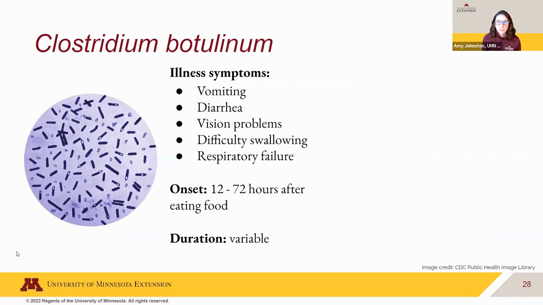Okay, the Clostridium botulinum bacteria produces spores under the right conditions. And it's these spores that produce a toxin that's poisonous to humans and causes the illness botulism. The symptoms of botulism are very serious if untreated. A person may experience vision problems, such as blurred vision or difficulty seeing, have trouble swallowing, and respiratory failure.